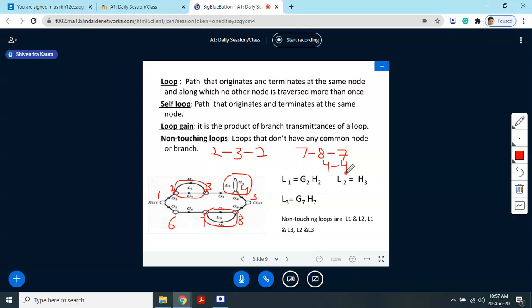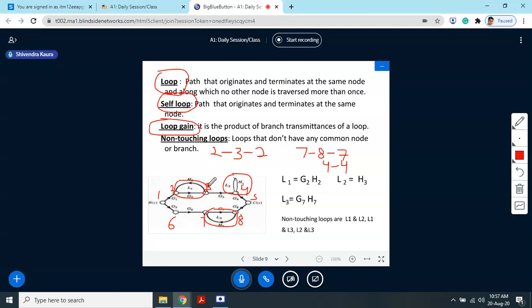So there are three different loops in this diagram. One is 2 to 3, 3 to 2. Then one is 7 to 8, then 8 to 7, and one is the self loop, which starts from one node and terminates at the same node, and no other node comes in between the path. So this is called a loop, which is a closed loop, and a self loop, which is a single node loop, which originates and terminates on the same node, and no other node comes in the path. Now the loop gain.